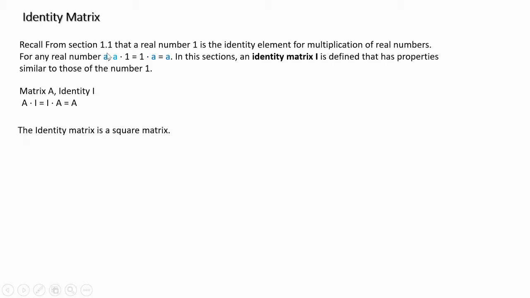So here's what they're doing. They use A as a real number. A can be any number. Okay? So A times 1 is the same thing as 1 times A, which is equal to A. So that's the 1 is called the identity with the real numbers from section 1.1. Now, this is very similar to matrices. But for matrices, the identity matrix, this is not a 1, it's an I.